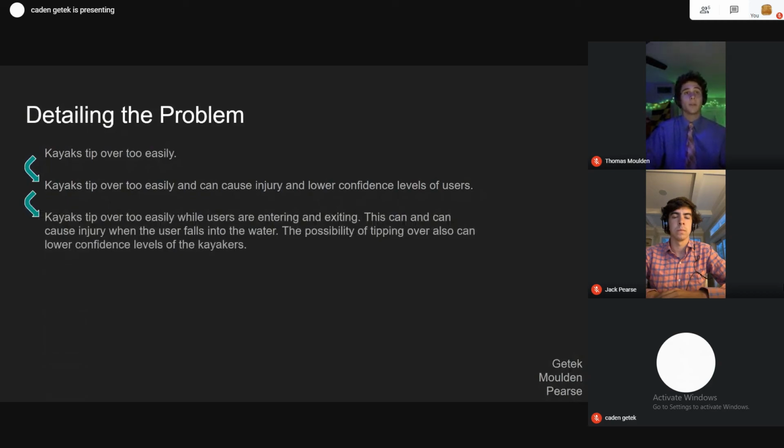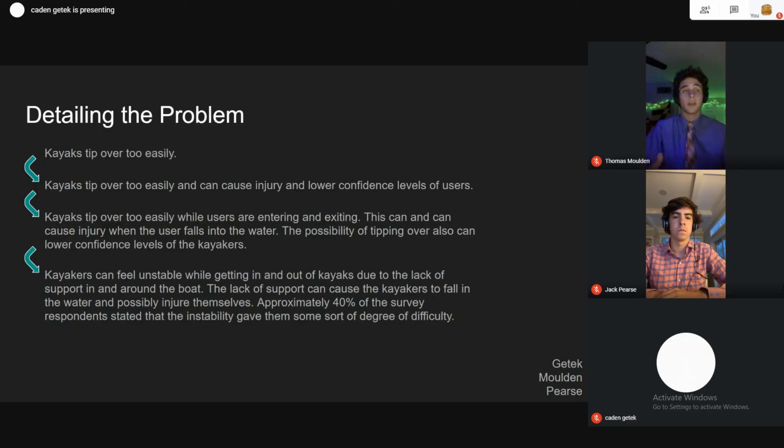Next, we said kayaks tip over too easily while users are entering and exiting the kayak. This can cause injury when the user falls into the water, and the possibility of tipping over can also lower the confidence levels of kayakers. Then, after getting the whole survey, we pieced it all together. We said kayakers can feel unstable while getting in and out of kayaks due to lack of support in and around the boat. The lack of support can cause kayakers to fall in the water and possibly injure themselves. Approximately 40% of the surveyed respondents stated that the instability gave them some degree of difficulty.